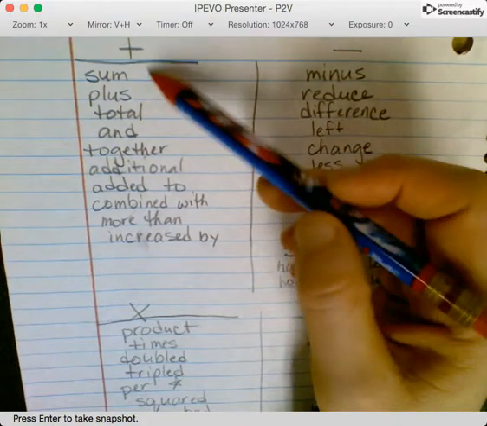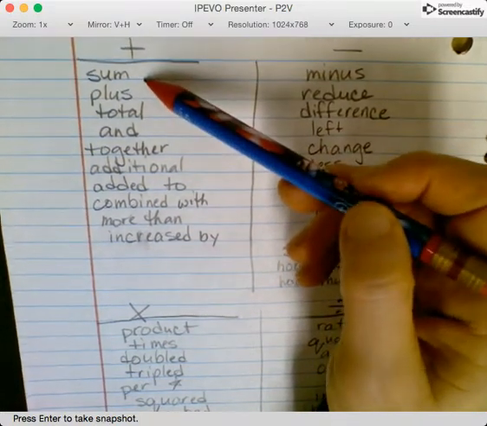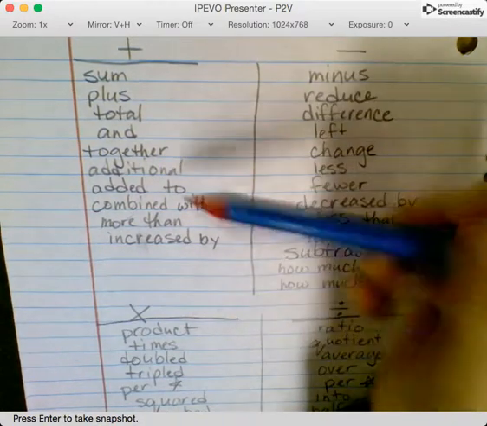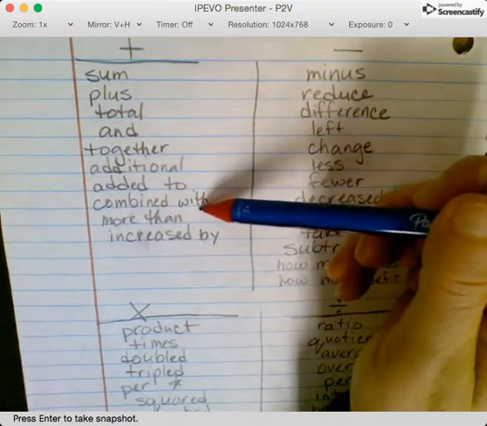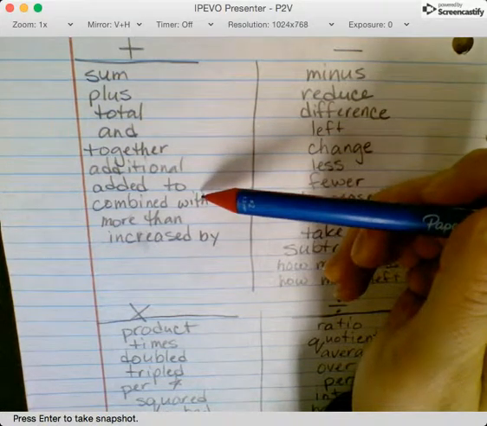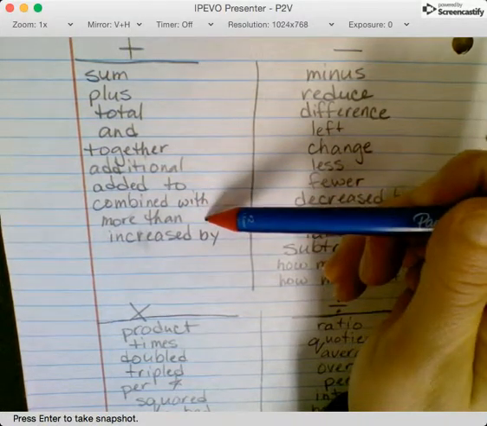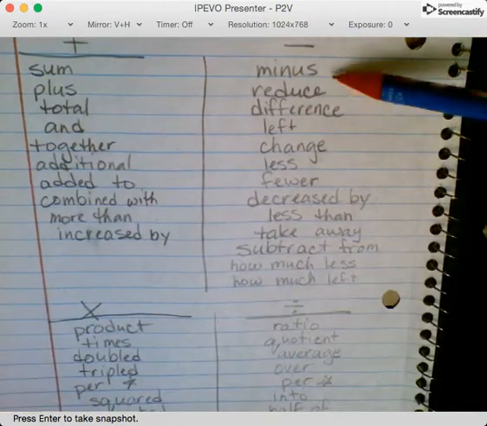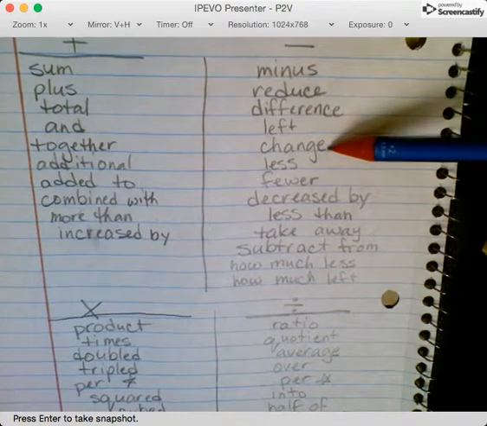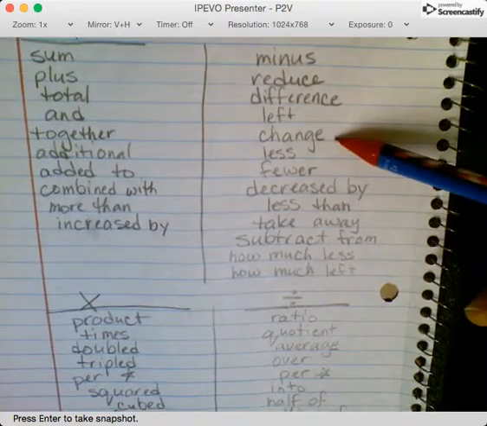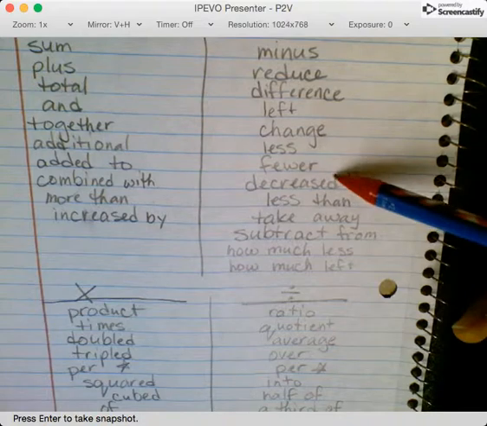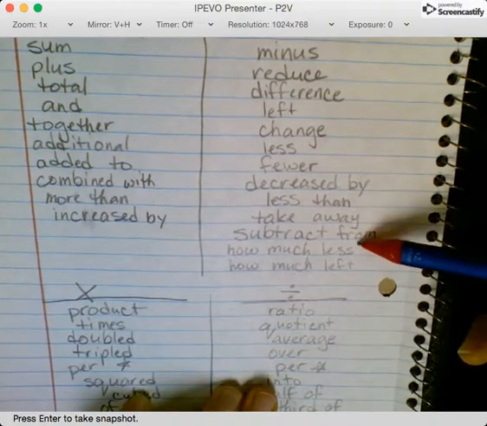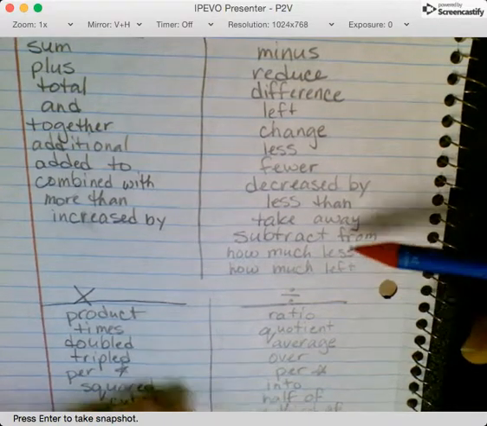So in order to indicate addition, you might see the words sum, plus, total, and, together, additional, added to, combined with, more than, increased by. For subtraction, you might see the words minus, reduce, difference, left, change, less, fewer, decreased by, less than, take away, subtract from, how much less or how much left.